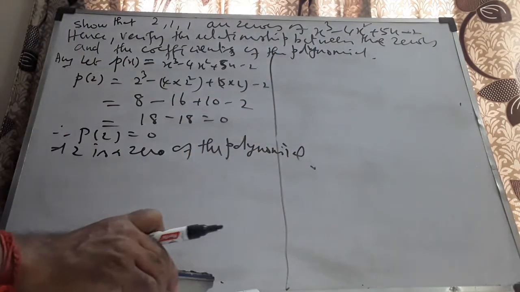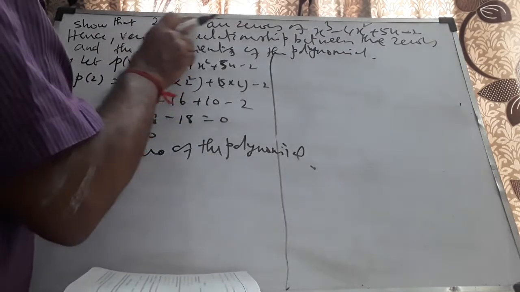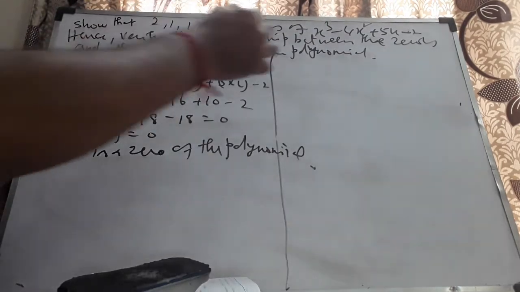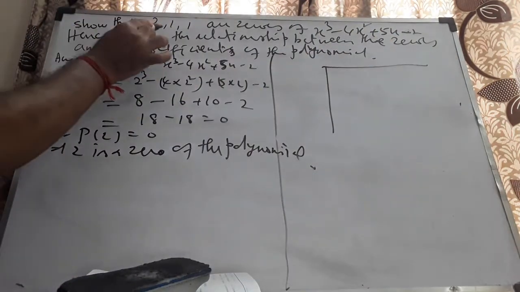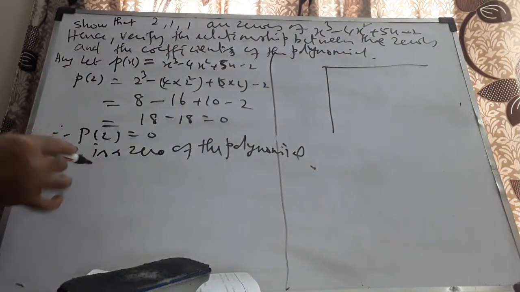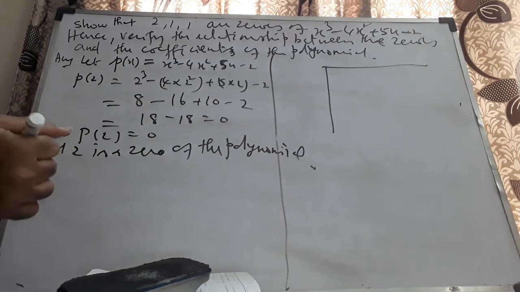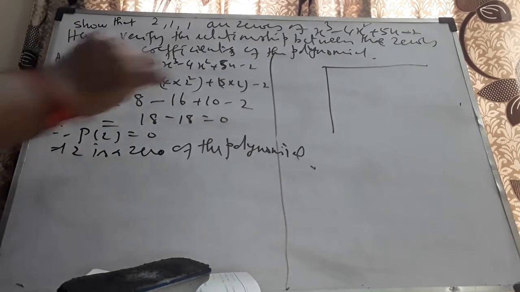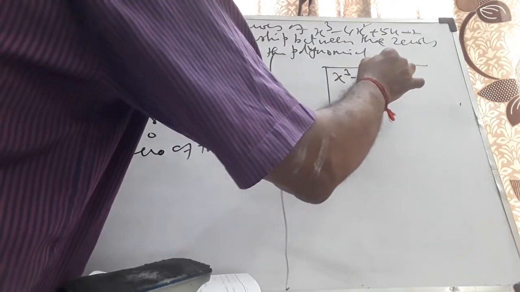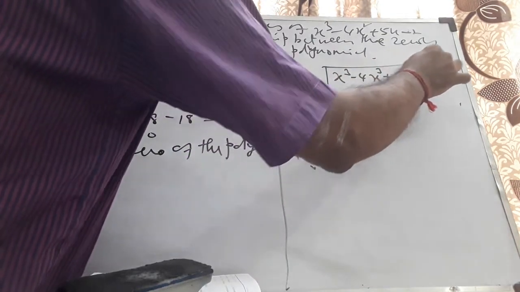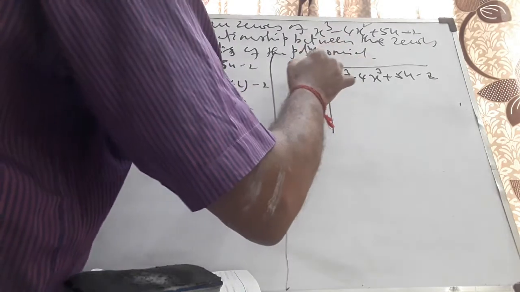Now since there is a repeated 0, you can go with this method. If the zeros are not repeated, I can very well say p of 1 is 0, but I may have to give an assurance that 1 is repeated. Therefore, I will do the long division method here. x cube minus 4x square plus 5x minus 2, I will divide it by x minus 2.